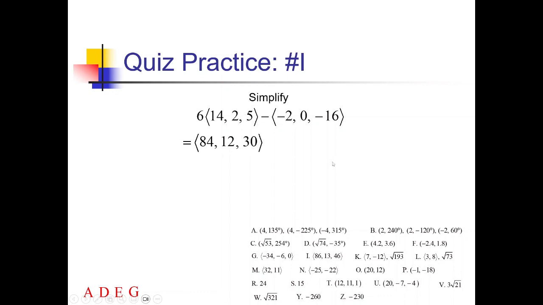And let's keep, again, that second vector the same. So we have 84 minus negative 2, so plus 2, giving me 86. 12 minus 0 is still 12. 30 minus negative 16, that's plus 16, giving me 46. Looking at answer I, we have 86, 12 instead of 13, so that's different. And then the 46s are the same, but one thing makes it different, so I'm going to keep I and move on.